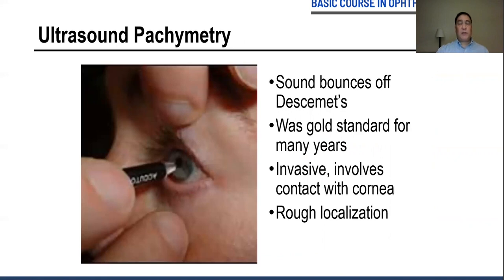For many years, the gold standard that was used in measuring corneal thickness was an ultrasound pachymeter, wherein sound bounces off the Descemet's membrane. The problem with this was that it was invasive, because it involves contact with the cornea. And of course, there's rough localization. Where you point that ultrasound pen, you'll get the thickness, but it doesn't really tell you exactly what part of the cornea. And so the repeatability was also not that accurate.